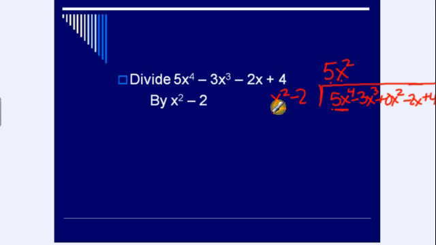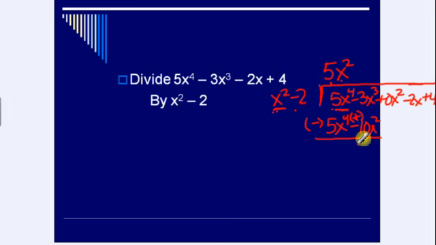5x squared times x squared is 5x to the 4th. 5x squared times negative 2 is minus 10x squared. And now we're ready to subtract. 5x to the 4th minus 5x to the 4th cancels as they should. Negative 3x cubed minus a negative 10x squared becomes plus 10x squared. So negative 3 plus 10 is positive 7.